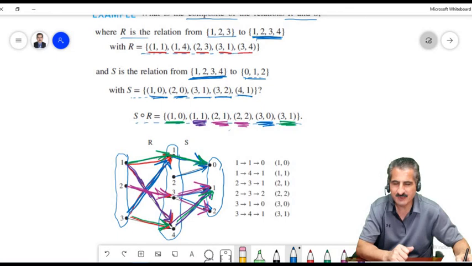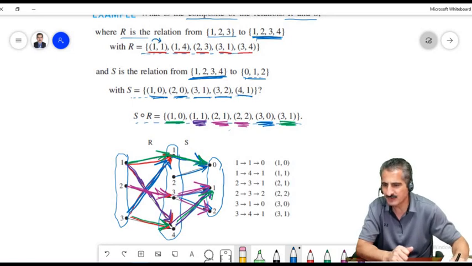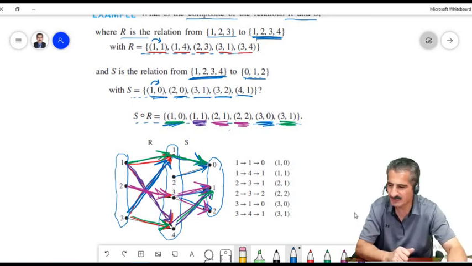So the best way to do composition of relations is to present them with arrows. It is much easier. Or if you want to go here, 1 goes to 1. This is in R. And then you go to S and see where 1 starts, at which ordered pair has 1 at the first element. It is here, and 1 goes to 0. So I have 1 goes to 1, 1 goes to 0, then I get 1 goes to 0. But it is easier to do it using the arrows.